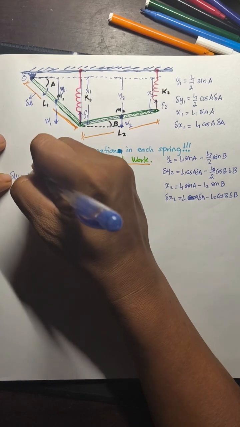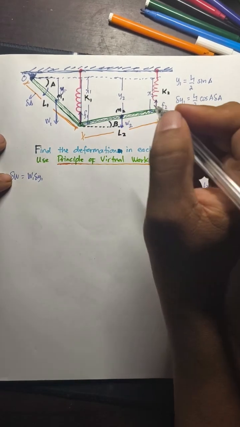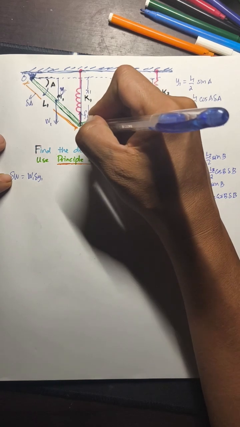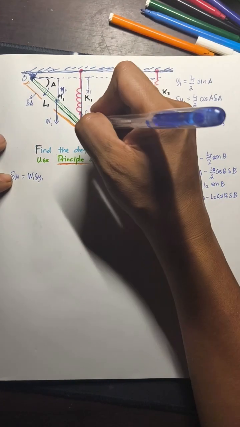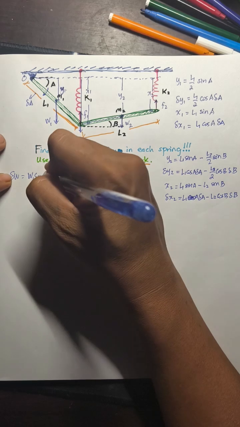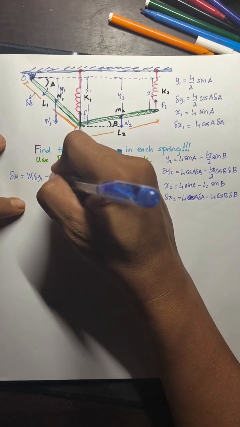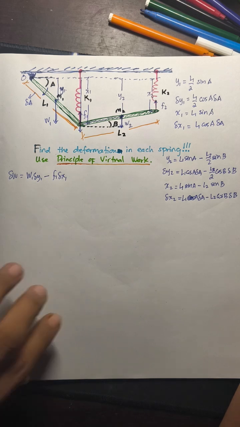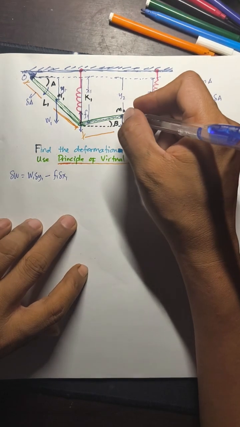So what's the work done by weight 1? That would be weight 1 times delta y1. And if this is our displacement delta x1, but F1 is going in the opposite direction, so this is negative F1 delta x1. Okay, how about here?